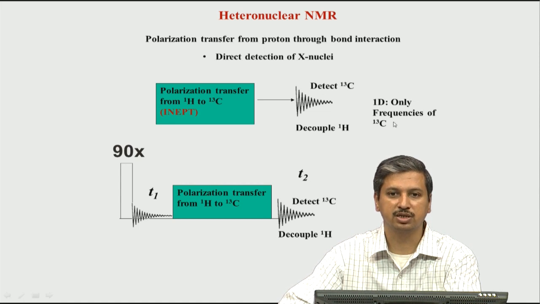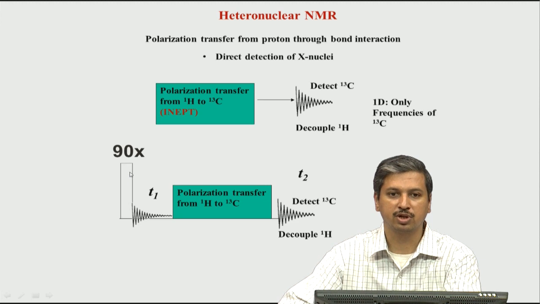How can we convert this experiment into a 2D? This is how we can do it, as shown here. First, apply a 90-degree pulse on hydrogen. So, this will be a proton. Okay, we will see this in a short while. This will be a proton pulse, not carbon.